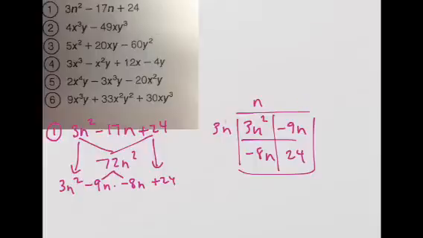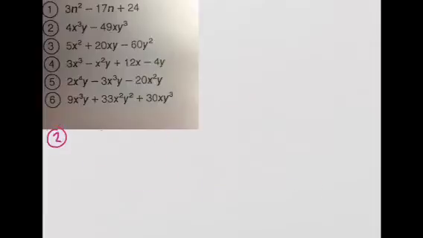Then something times 3n has to equal negative 9n. That would be negative 3. Then something times n equals negative 8n. So that would be negative 8. And then you always check, is negative 3 times negative 8 equal to that number? Yes, it is. So your answer is correct. So it would be n minus 3, 3n minus 8.